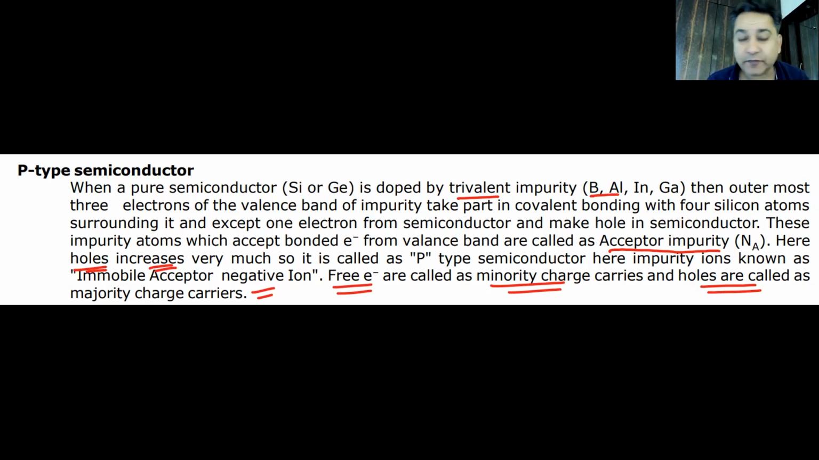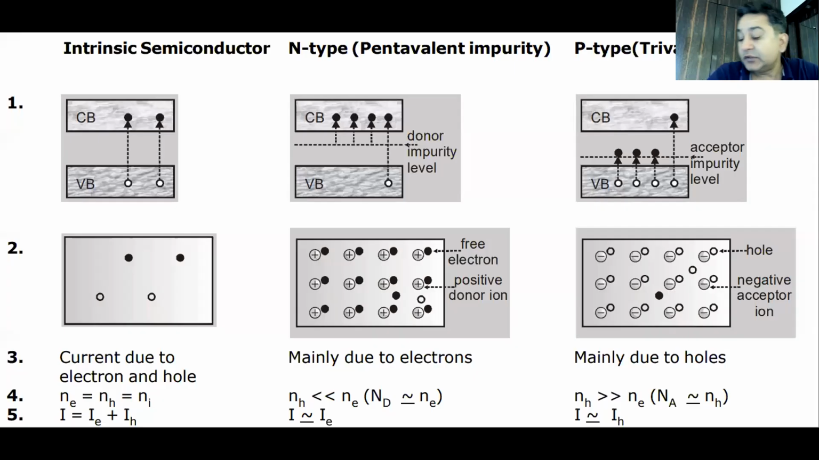In that table, we will be dealing with all the three together. The first is intrinsic semiconductor. Do we understand what an intrinsic semiconductor is? Pure semiconductor. Then we have N type, the pentavalent, and then we have P type, the trivalent, the acceptor.